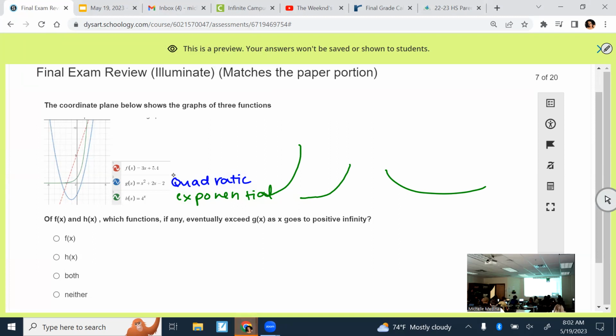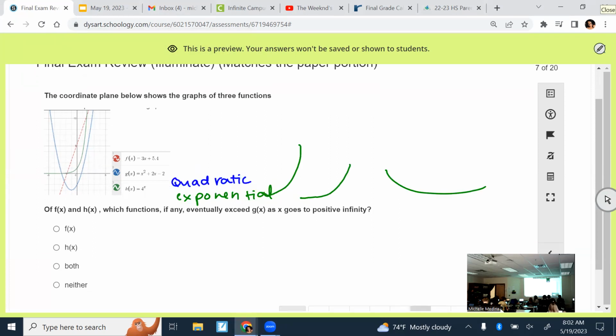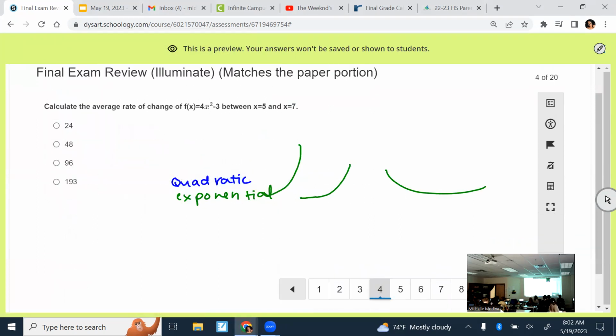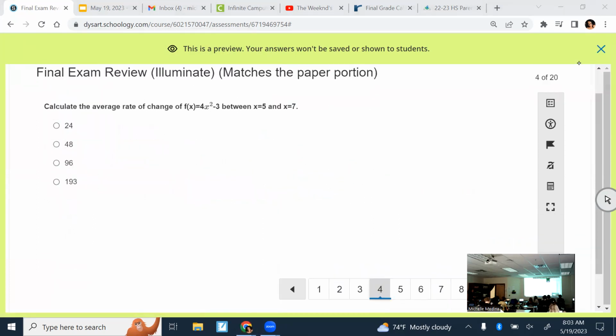Lauren? Number 4. Okay, calculate the average rate of change of f of x equals 4x squared minus 3 between x equals 5 and x equals 7. So average rate of change, anytime you hear that phrase, you should think of a certain formula. What's that formula?